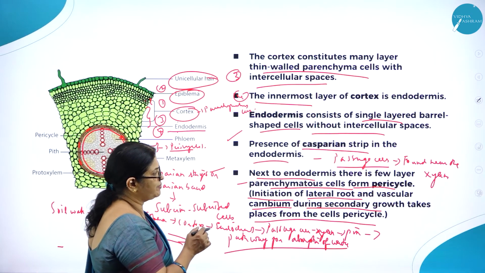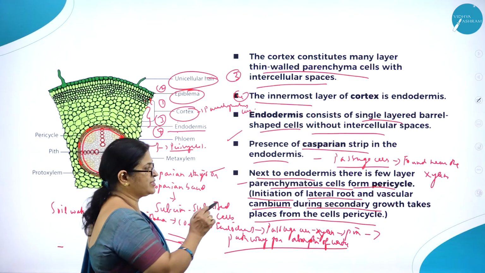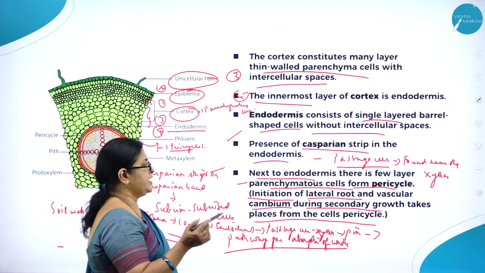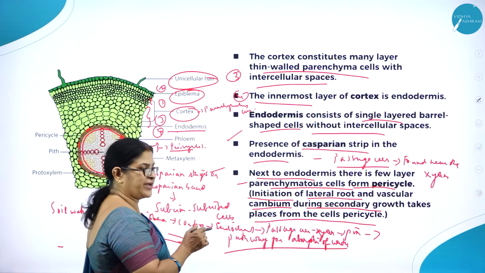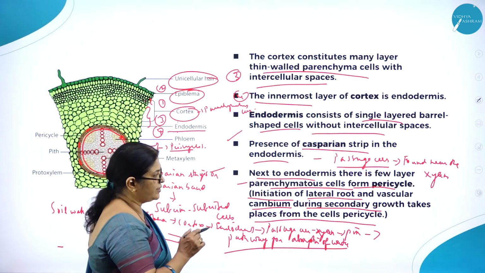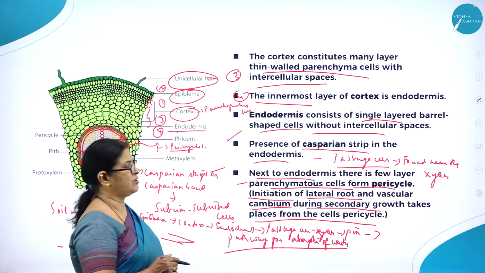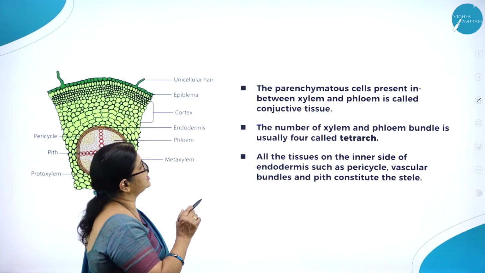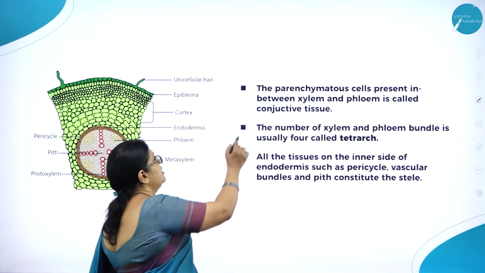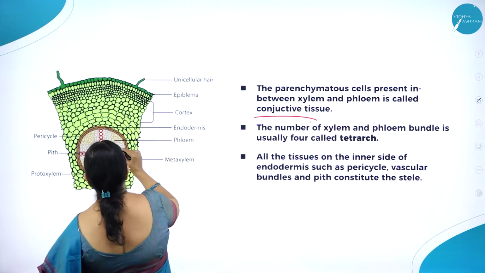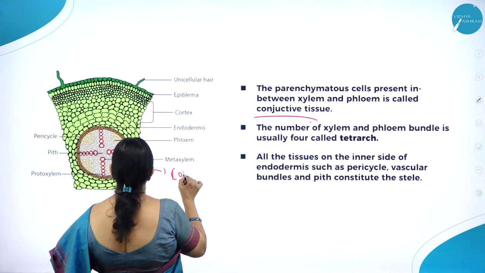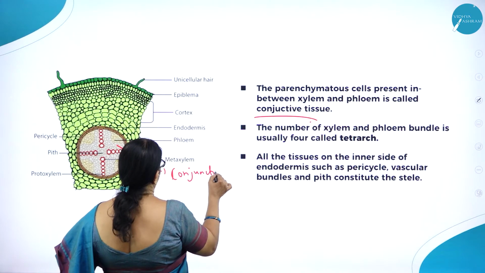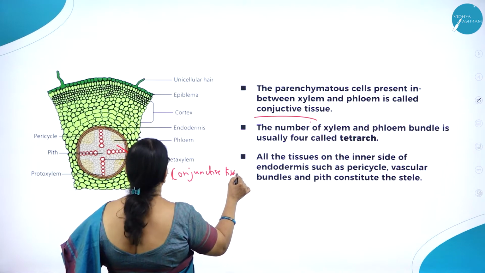Next to endodermis, there are a few layers of parenchymatous cells which form the pericycle. Initiation of lateral roots and vascular cambium during secondary growth takes place from the cells of the pericycle. The parenchymatous cells present in between xylem and phloem are called conjunctive tissue. This is called the conjunctive tissue.